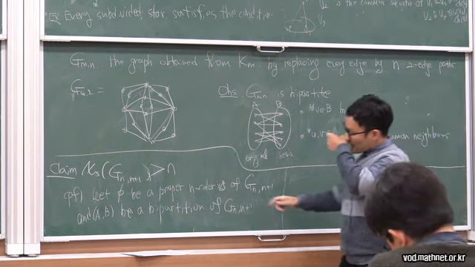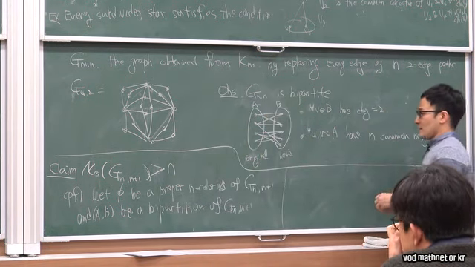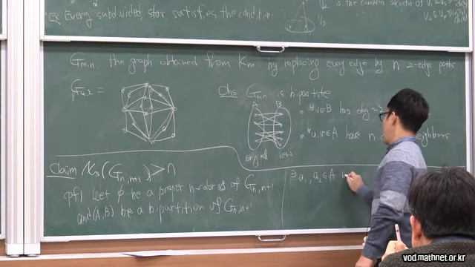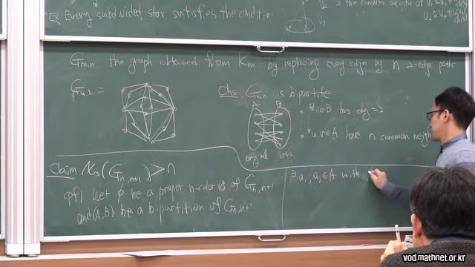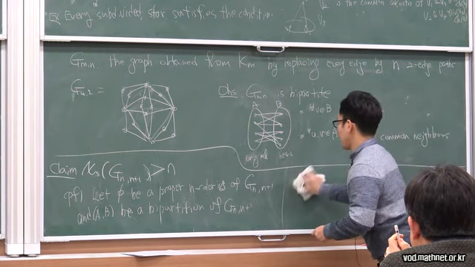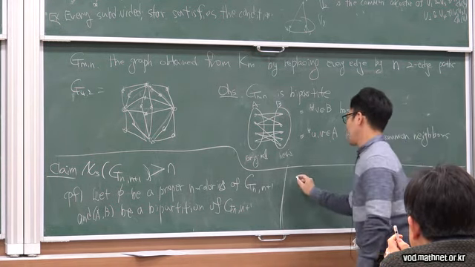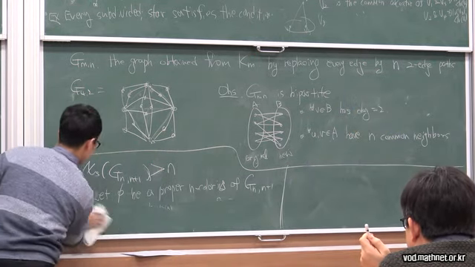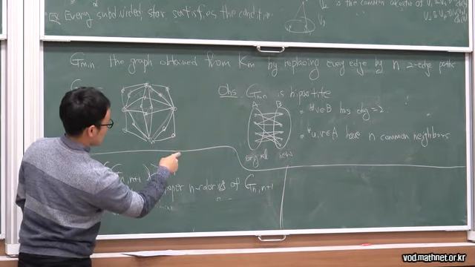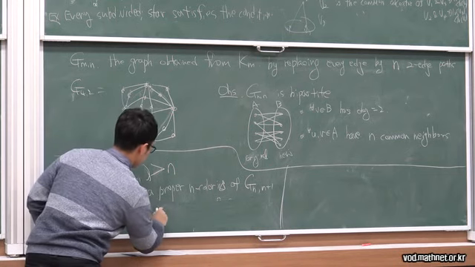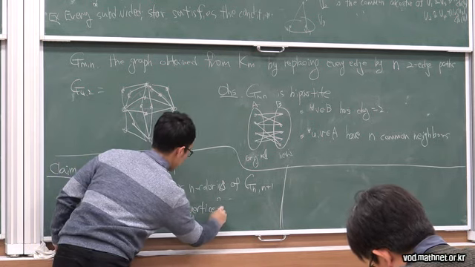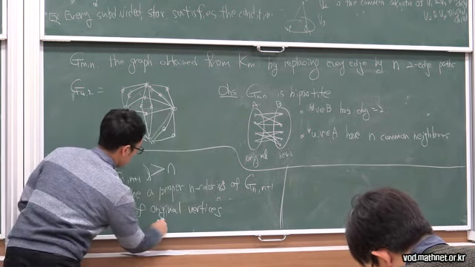Now, because phi is an n-coloring, there exist two vertices A1 and A2 in A with the same color. Why? Oh, wait. Let me check. Okay. Let's define A and B again. So A is the set of original vertices, and B the set of new vertices.